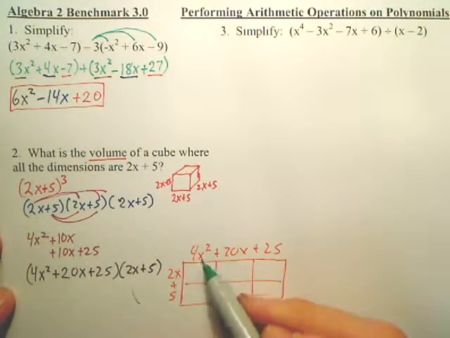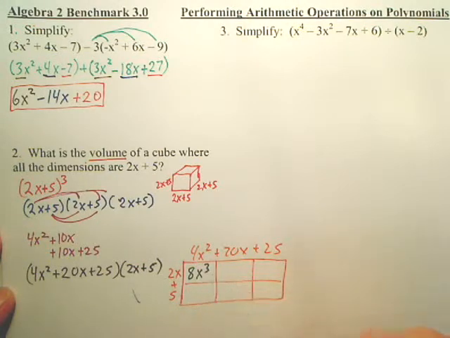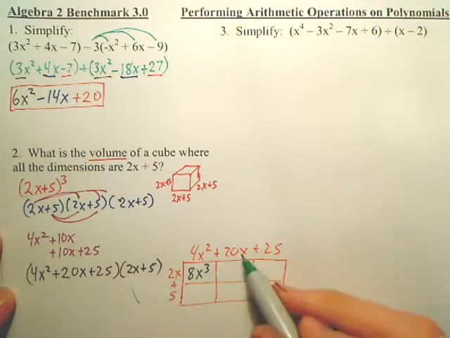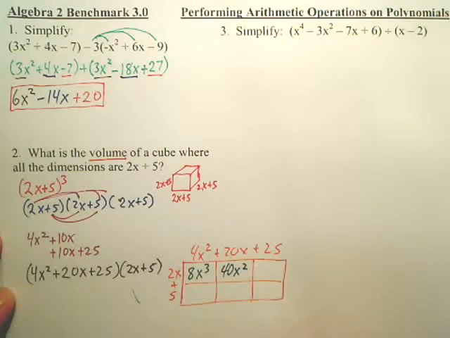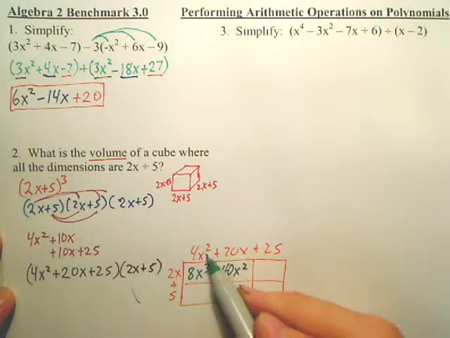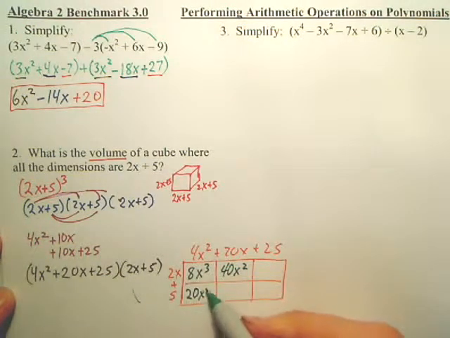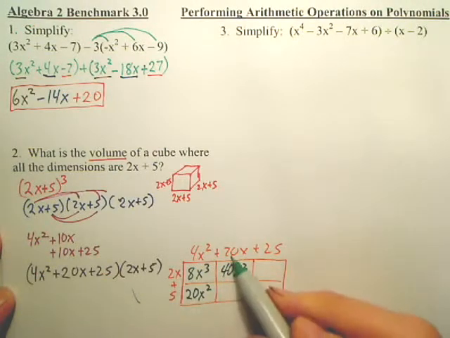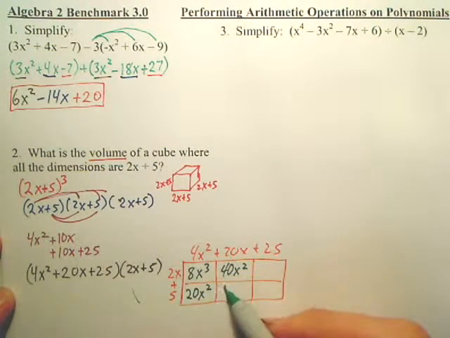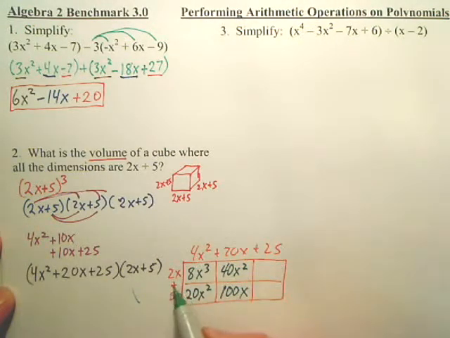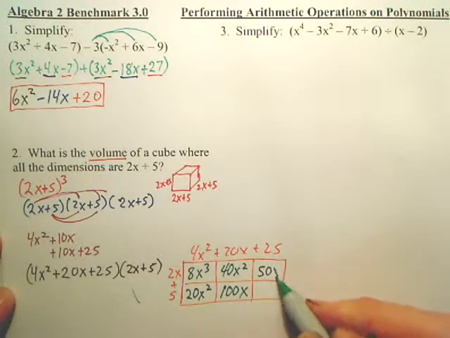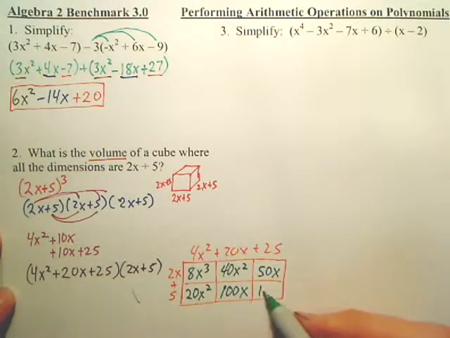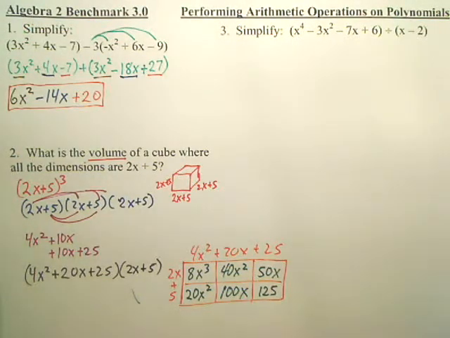So 2x times 4x squared is 8x cubed. 2x times 20x is 40x squared. 5 times 4x squared is 20x squared. 5 times 20x is 100x. Kind of going out in weird order. 2x times 25 is 50x. And 5 times 25 is 125.